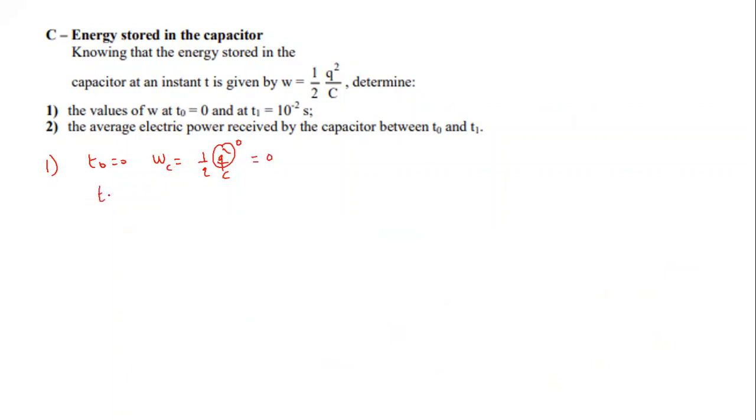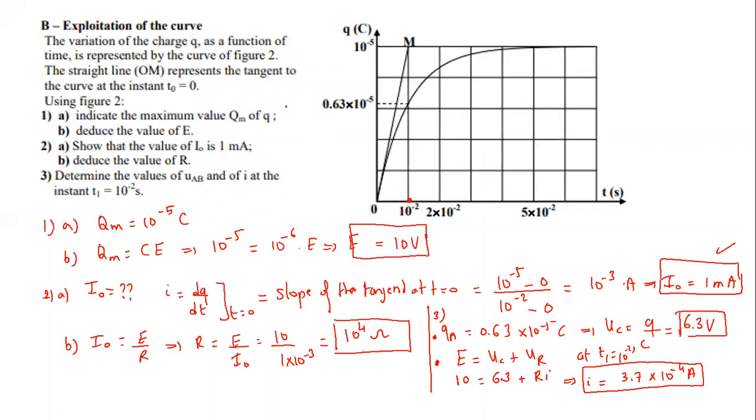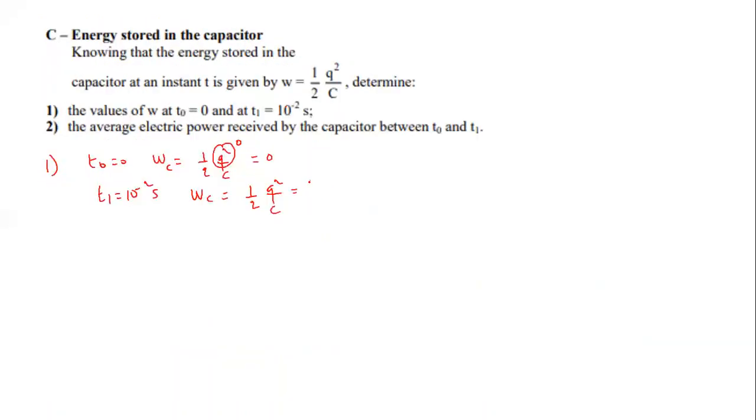Now at T1 equals 10 to the power minus 2, WC equals half Q square over C. We already said that Q is equal to 0.63, so half times 0.63 times 10 to the power minus 5, all squared, over 1 microfarad, so 10 to the power minus 6. Then we'll get as answer W equals 0.198 times 10 to the power minus 4 joules.